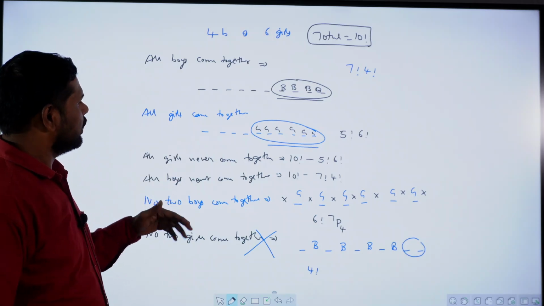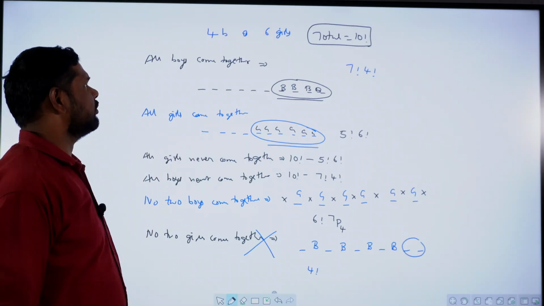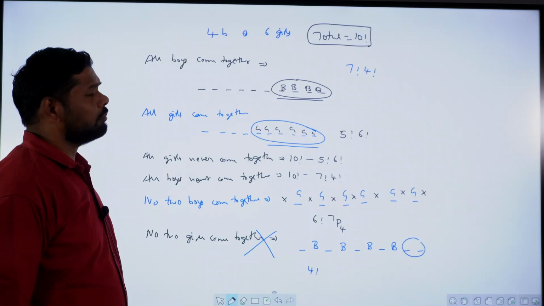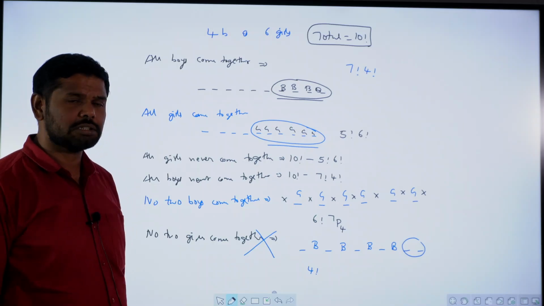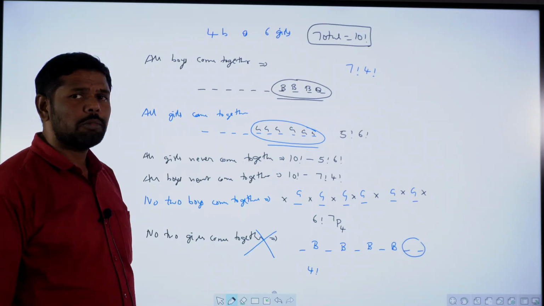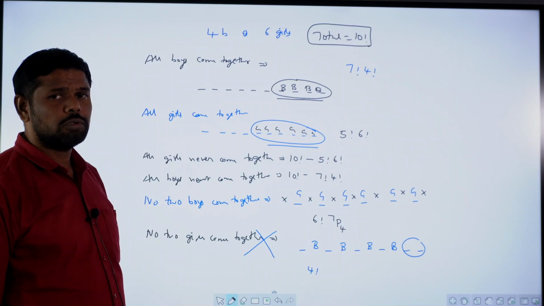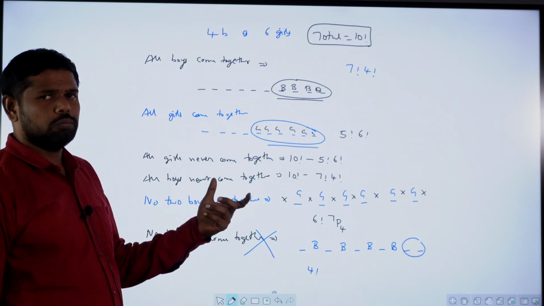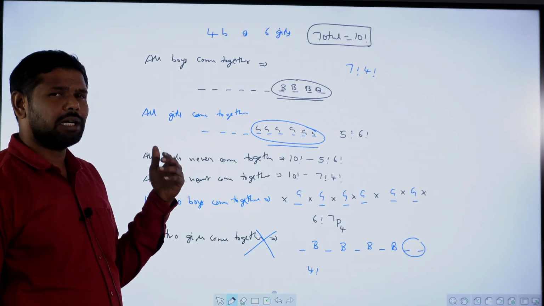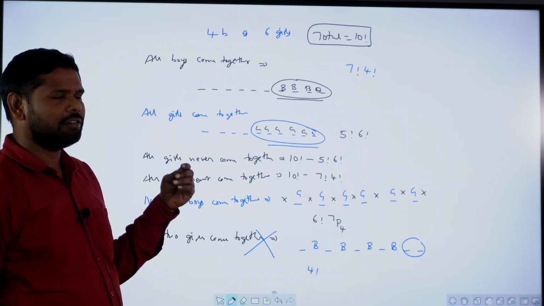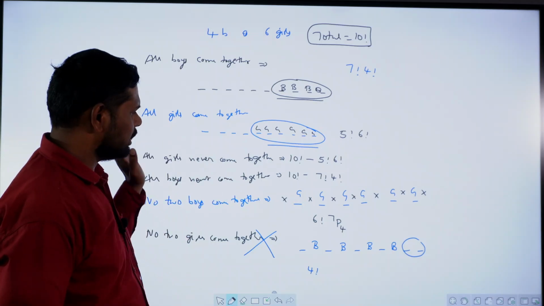So like this, we are going to solve any type of questions from permutations and combinations, like all come together, all never come together, and no 2 together. Maybe the boys and girls are digits or letters, whatever it is, we can solve the entire thing like this. Very simple. Now, some more cases are there.